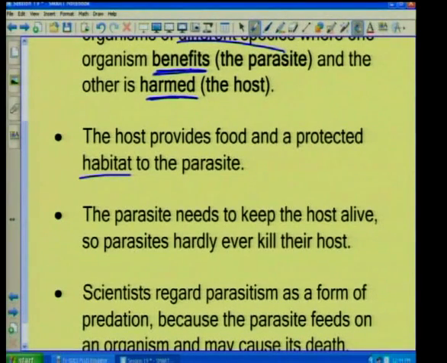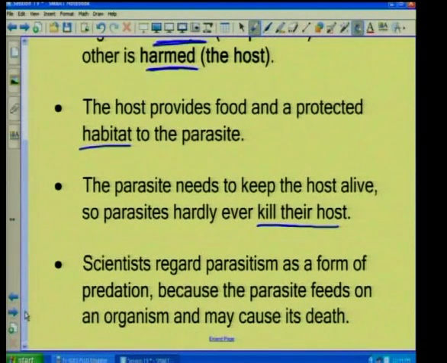The host provides the food and a lovely protected place, habitat, and the parasite in return literally ends up trying its best to kill the host, but it doesn't quite, because the minute it kills its host, it has nowhere to stay. Scientists regard parasitism as a form of predation, because your parasite literally preys on its host, because the parasite feeds and it could cause death, but it's not really what we would term predation.